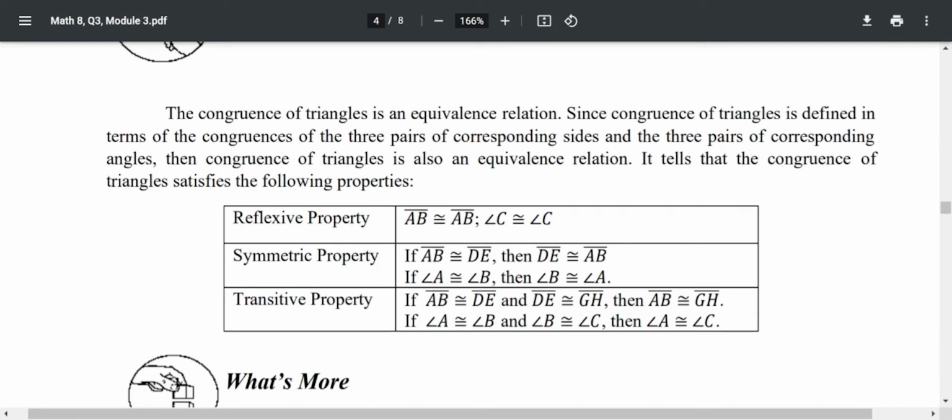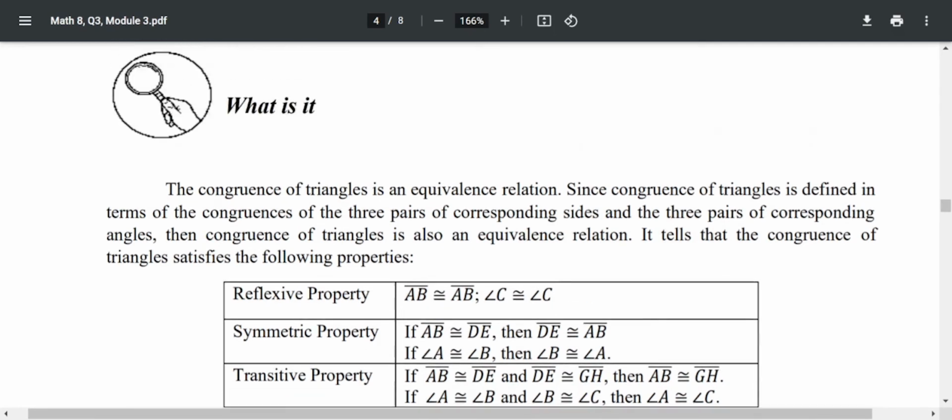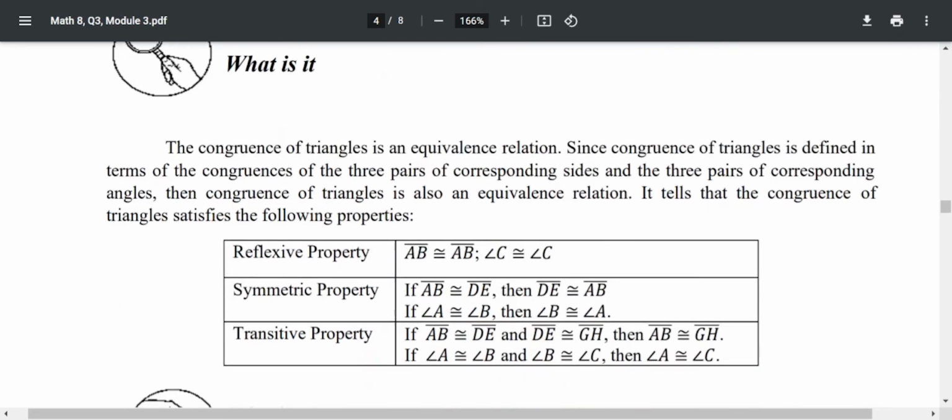And then we have transitive property. If side AB is congruent to side DE, and DE is congruent to side GH, then AB is congruent to GH. That's transitive property. If angle A is congruent to angle B, and angle B is congruent to angle C, then angle A is also congruent to angle C. That's transitive property. So familiarize with the properties of congruent triangles. Magamit ni sa assessment ug sa summative test.